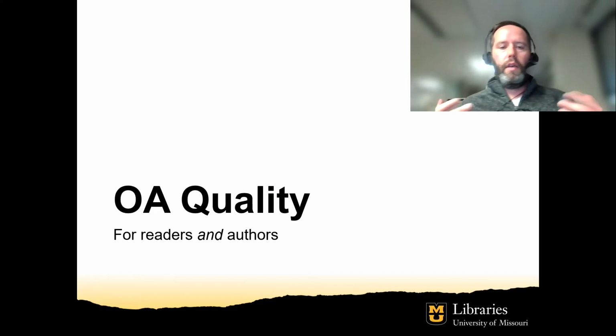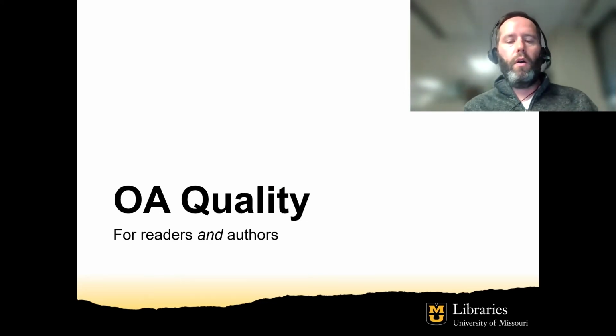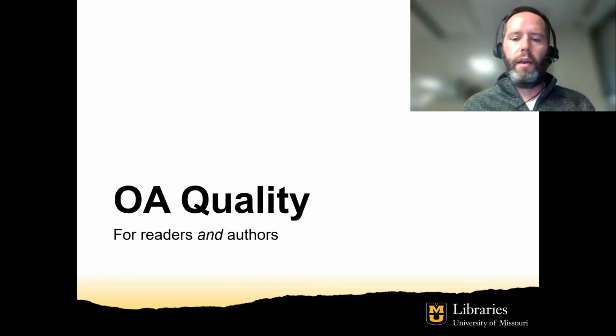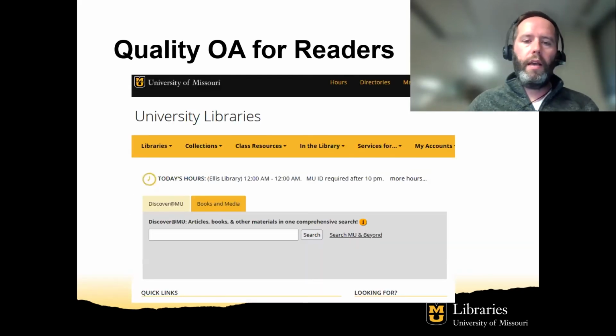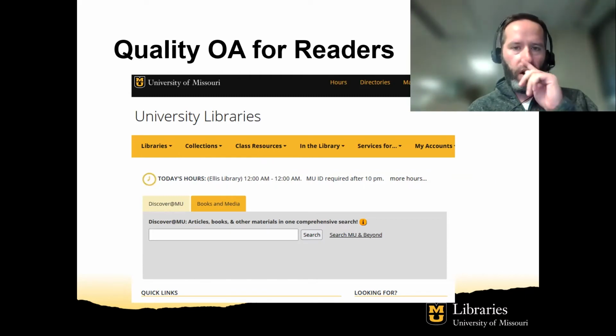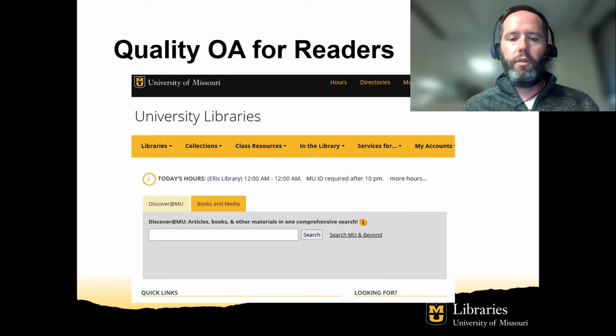And so as a library, one of the things that we work on is working with you, our users, readers and authors, to find and locate quality open access journals and articles. Some of the ways that we can do that are for readers, for example, when you are looking for a journal article for your research.